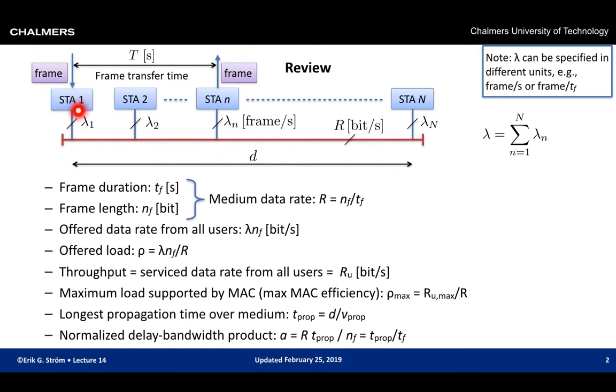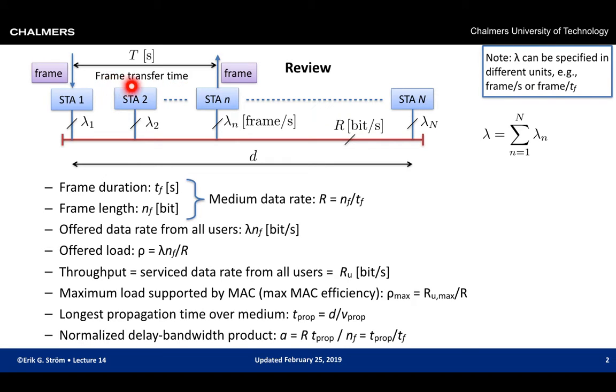Then all of these stations 1, 2, up to capital N, have some data they would like to transmit over this medium. And for instance, there is a frame coming down here in station 1, and suppose that that's going to station N here. Then the time it takes from the frame being available for transmission until it's actually received, and perhaps there are also some retransmissions, but at some point this frame will hopefully pop up to the higher layers in station N. The time it takes for this to be completed is called the frame transfer time.